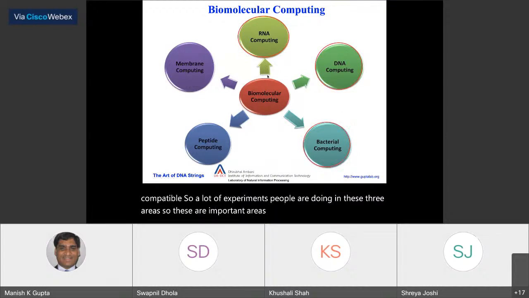Of course, those who are interested in pure theory can still look at membrane computing and peptide computing. Normally in our course, we don't get time to cover membrane computing or peptide computing because otherwise the course will be too big. Because there is some experimental interest, we focus on these three aspects, especially bacterial computing, DNA computing, and RNA computing. And mainly we focus on DNA computing. That is the key thing.